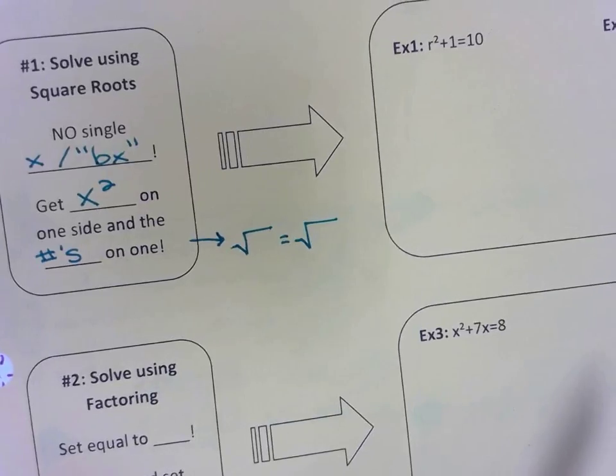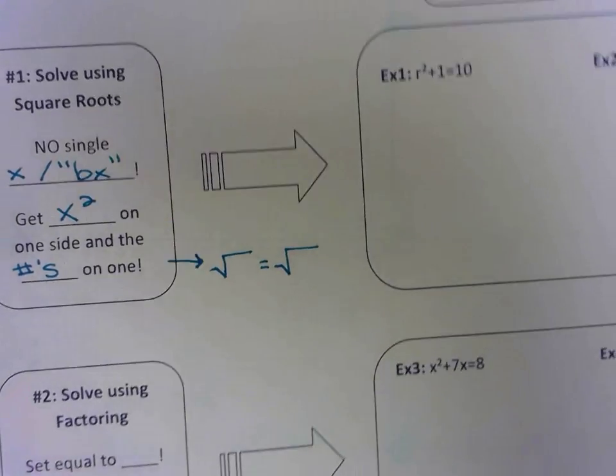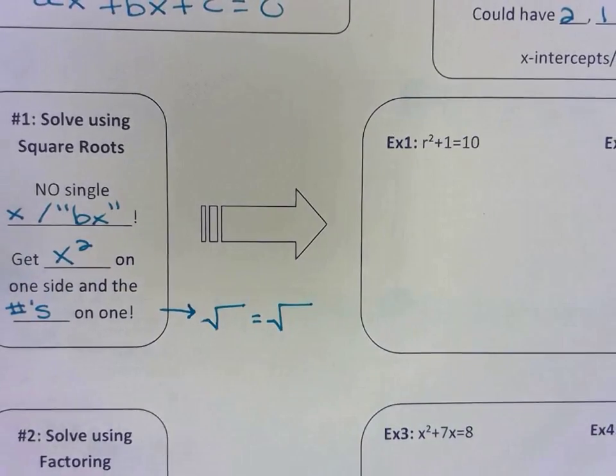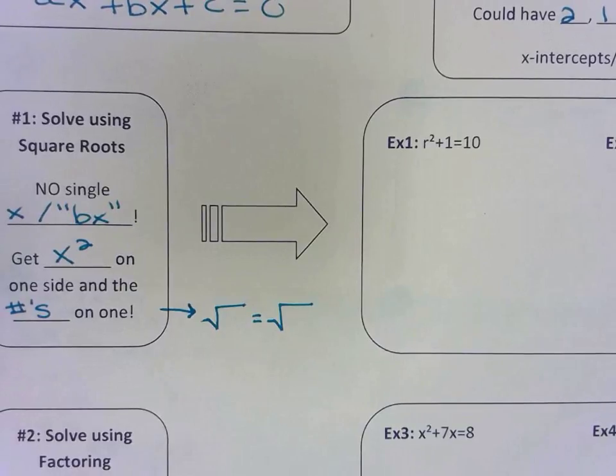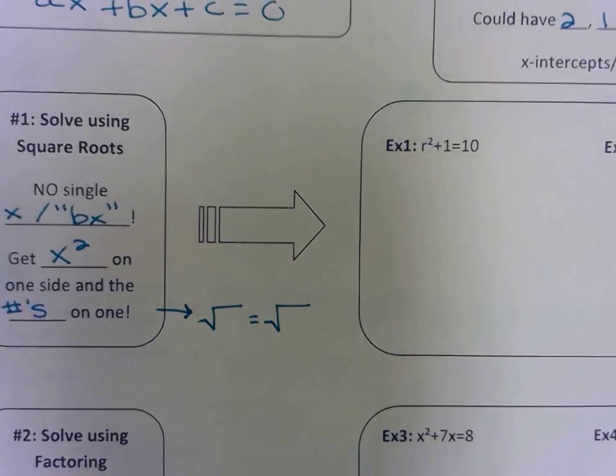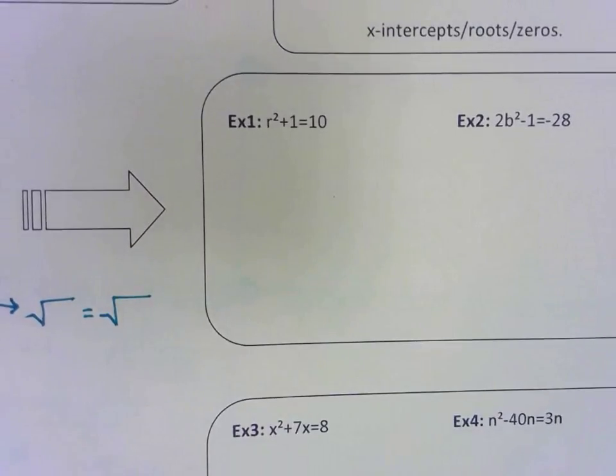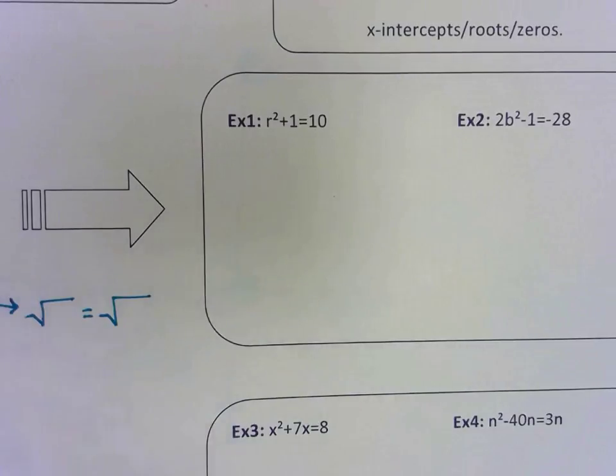Okay, let's look at a few examples. Example 1, r squared plus 1 equals 10. We're using different variables, it doesn't really matter. As I look at this, why can I use the square root method? There's no single r in this case. There's no single r variable. There's no br or bx term. So we can use the square root method.